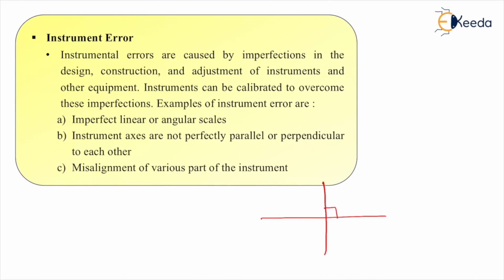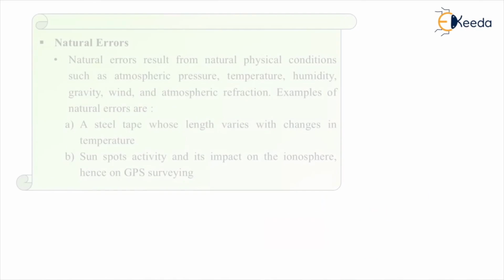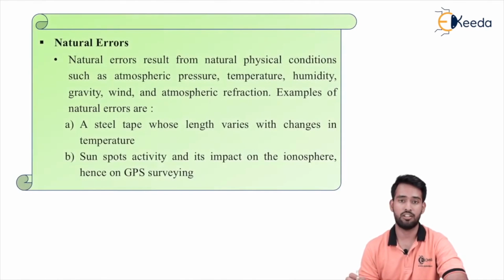And next is various parts of instruments are not aligned properly, like your plumb bob or your bubble tube. The axis of the bubble tube should be parallel to your horizontal line or to your ground. If it is not designed accordingly and the instrument is not calibrated properly, then there will be an instrumental error while taking the readings. And last is your natural error.